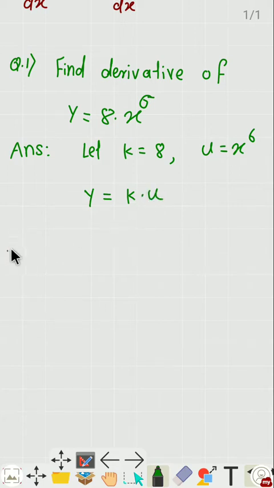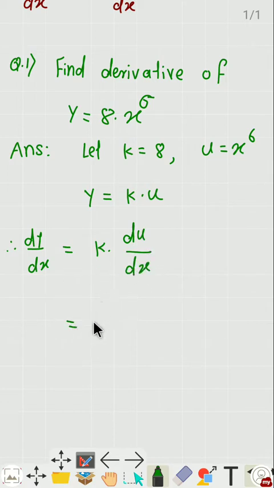Okay, and therefore its derivative with respect to x is equal to k as it is into derivative of u with respect to x. It is equal to k is 8 and derivative of u with respect to x, I will write it into the bracket. So derivative of u with respect to x is 6 times x raised to the power 6 minus 1.